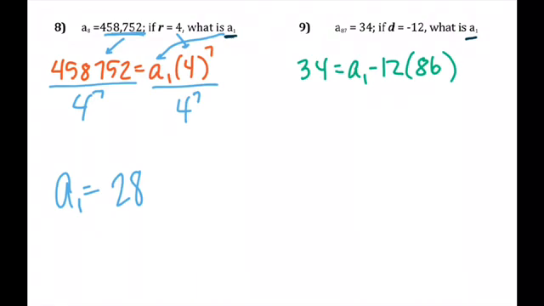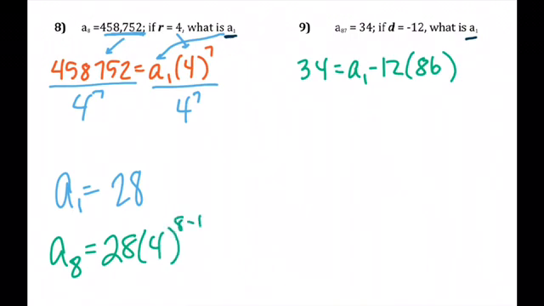Now, if this was a test or a quiz, and you wanted to check it, which would not be a bad idea, what you would do is you would say a sub 8 is equal to the first term times 4 to the 8 minus 1 power. Put that in your calculator. You better get this number. If you don't, then your a sub 1 is wrong. Okay? And that's also a way that you can check, like if you just put 8 there instead of 7, that's going to give you the wrong answer too. So that's a way that you can check the formulas that you're writing.